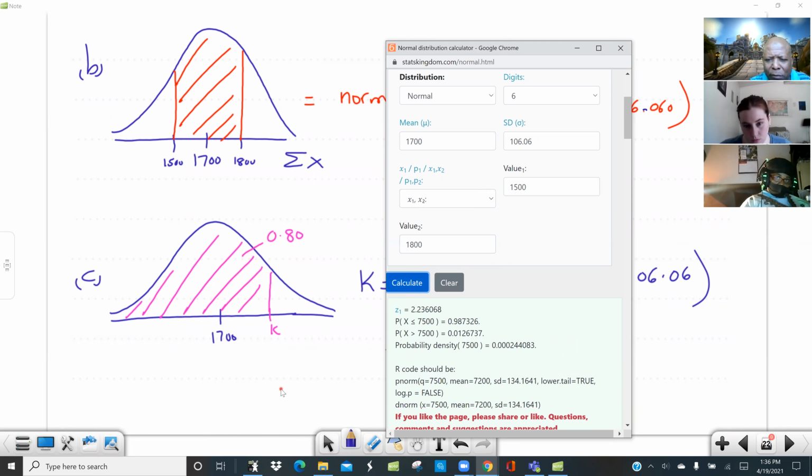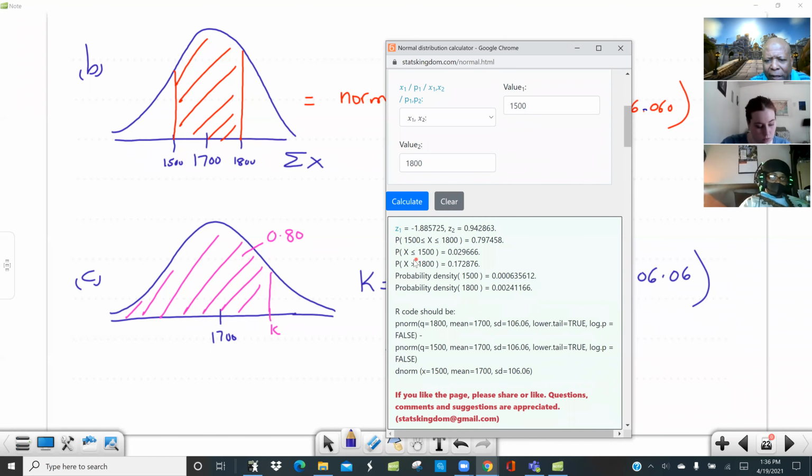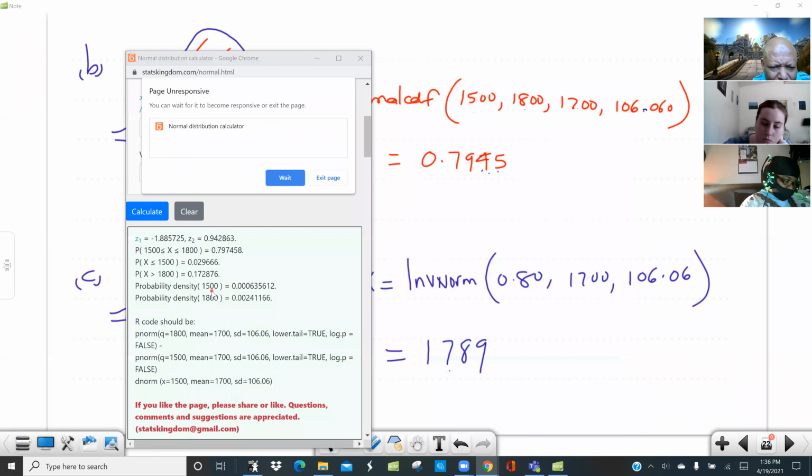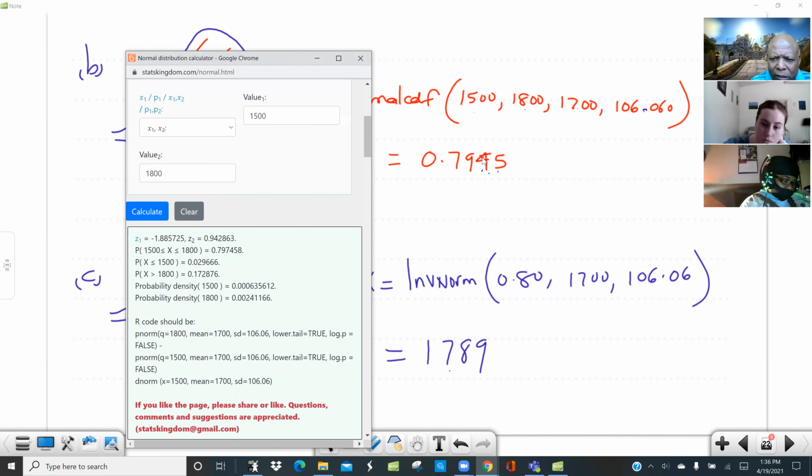Again, these are huge numbers. We have to wait for a little while. It's gonna come up. Okay, there it is. And the probability of being between 1,500 and 1,800 is 0.7974. This should be 0.7975. This is a 7 here.